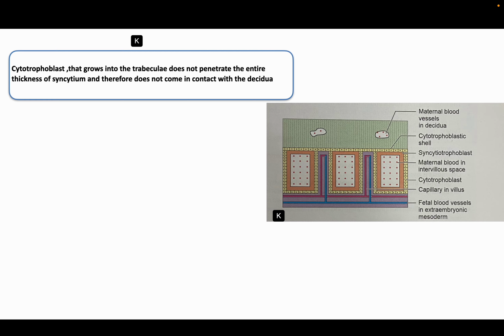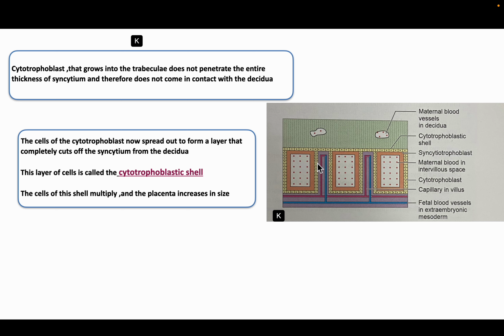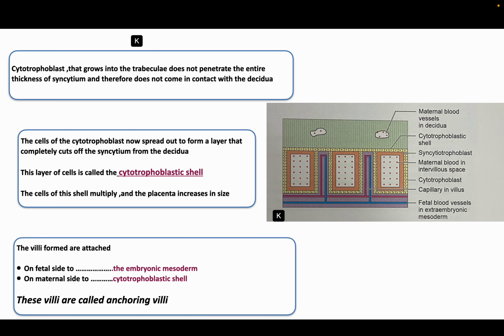Now the cytotrophoblast that grows into the trabeculae does not penetrate the entire thickness of the syncytium, and therefore does not come in contact with the decidua. The cells of the cytotrophoblast now spread out to form a layer that completely cuts off the syncytium from the decidua. This layer is called the cytotrophoblastic shell. The cells of this shell multiply and the placenta increases in size. So the villi formed are attached on the fetal side to the embryonic mesoderm. On the maternal side they are attached to the cytotrophoblastic shell. Now these villi are called anchoring villi.